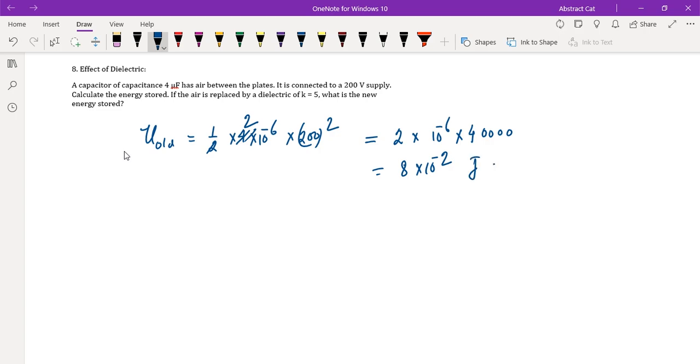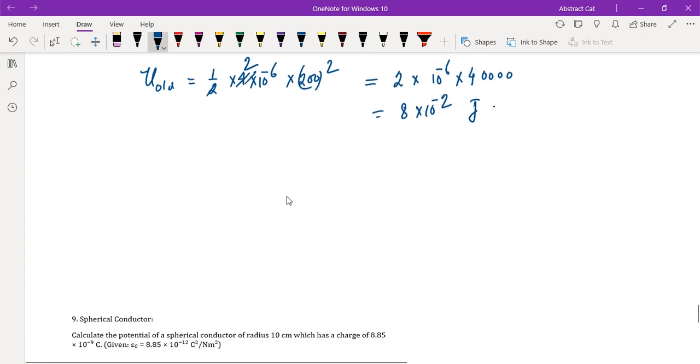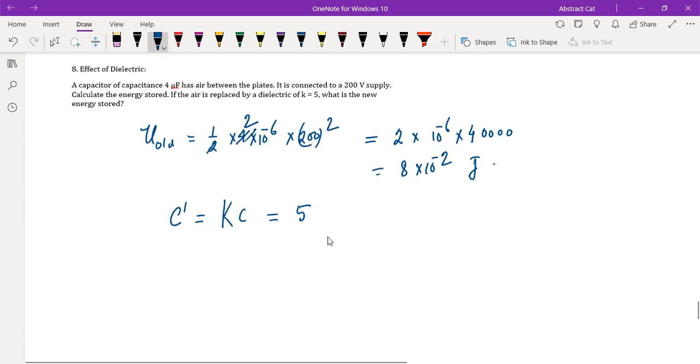Okay, now the air is replaced by the dielectric K. So the new capacitance C dash is K times the old capacitance. So K is given 5 here and the old capacitance is given 4 microfarad, 4 into 10 to the power minus 6 farad. So we get 20 microfarad here.